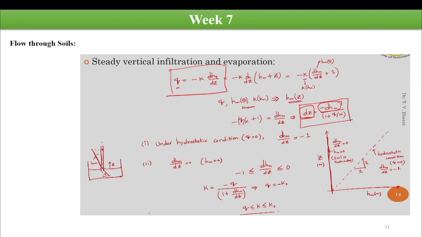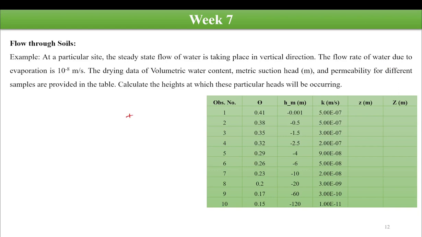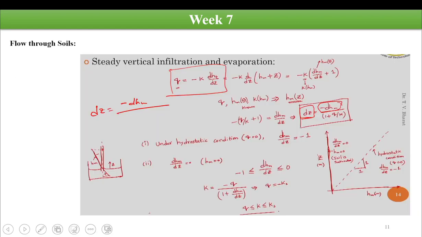Like in this expression we have obtained, the variation is given as dz is equal to minus dhm divided by 1 plus q by k. Fine. And if we consider a hydrostatic condition, what will happen? The Q will be zero, there is no flow taking place. In that case, if we solve further, then we'll observe the variation of the matric suction over the depth is minus one.